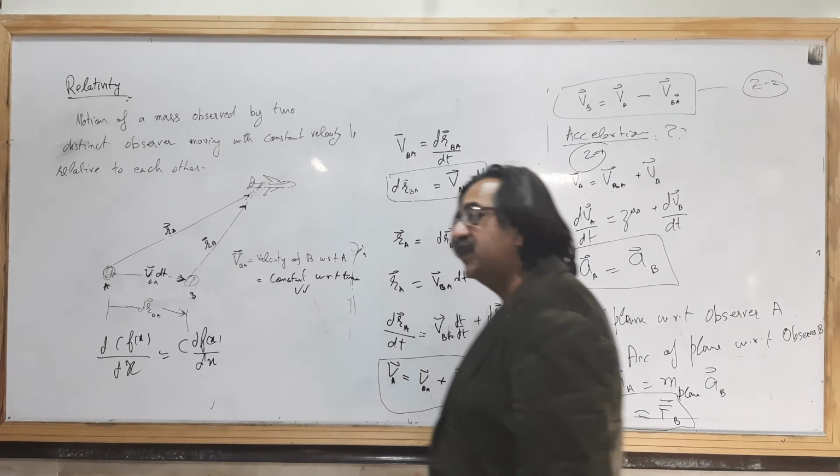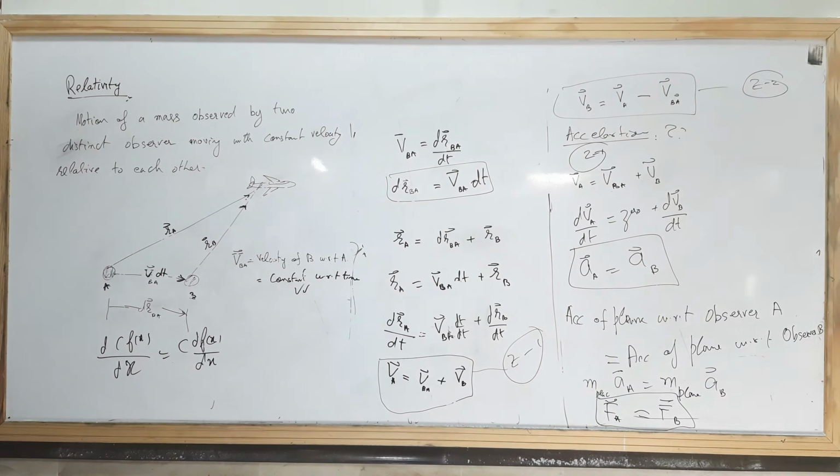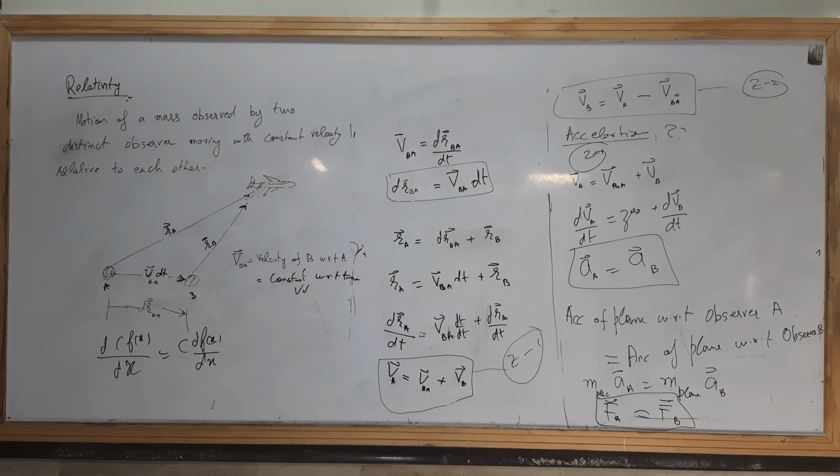They will observe the same forces. These are called the Galilean transformation. This type of transformation is defined as Galilean transformation.